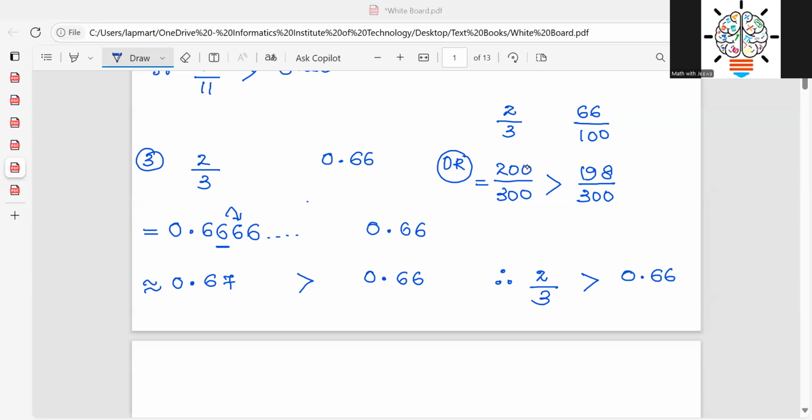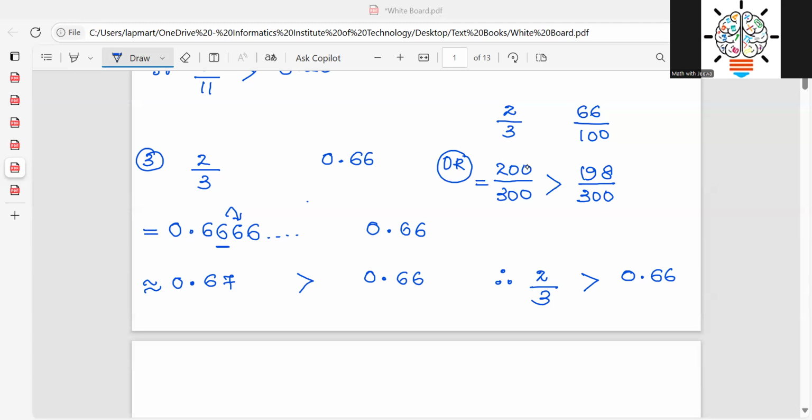Can you understand the second method? 2 over 3 and 66 over 100, 0.66 I can write as 66 over 100, no? So then see what has happened. I took the common denominator 300. To convert 3 into 300, we know we want to multiply by 100, no? So 2 you multiply by 100, it gives you 200 over 300. Then the next fraction, that 100 you want to convert into 300. How do you do that? 100 you multiply by 3, it gives me 300.